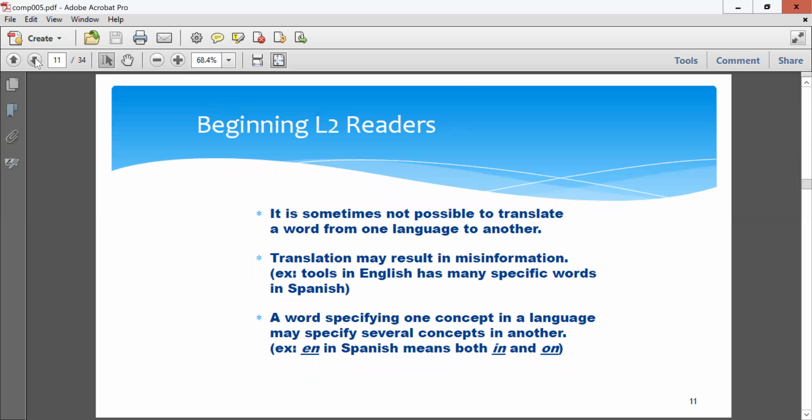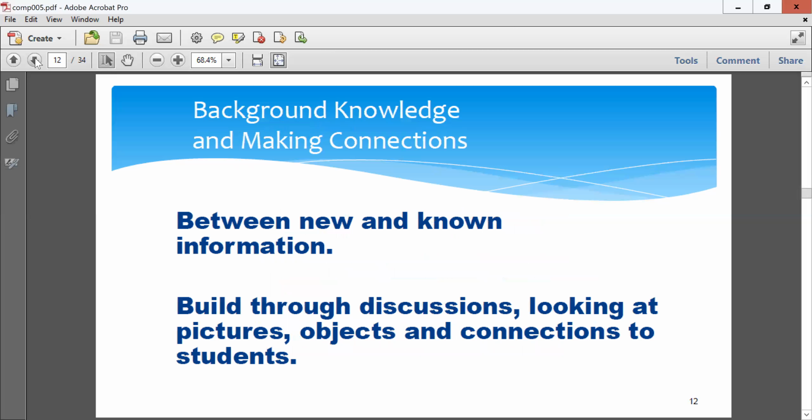So with beginning EL2 readers, it's important to remember that it may not be possible to translate a specific word from one language to another, or that translation may result in misinformation. Okay? So we say tools in English, but there's not necessarily a word for tools. It's more that they have their own specific names in Spanish. A word specifying one concept in one language may specify several concepts in another. For example, the preposition en in Spanish means both in and on in English.